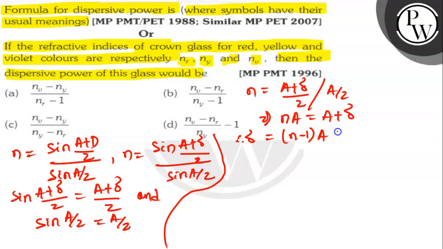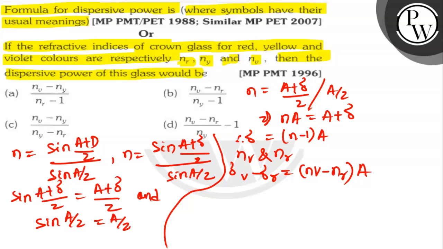So the corresponding refractive indices are Nv and Nr. If delta v and delta r are the deviations of violet and red rays respectively, as a result, the angular dispersion is expressed as delta v minus delta r is equal to (Nv minus Nr) into A. The difference in deviation between extreme colors is known as angular dispersion.